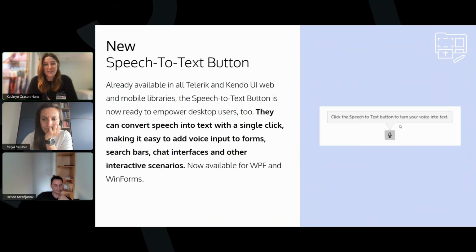And now also on WPF and WinForms, we got the speech to text button. This is of course crucial as more and more things are moving towards these AI inputs. The ability to chat with your agents is fantastic, although of course you can use it for other things as well. This was available already in all of our Telerik and Kendo UI web and mobile libraries, but now we have it for WPF and WinForms. Convert your speech with a single click, make it easy to add voice input to forms, search bars, chat interfaces, and all kinds of interactive scenarios. This is a big accessibility win, so I'm excited to see this one here.